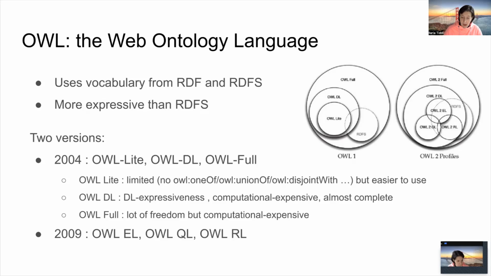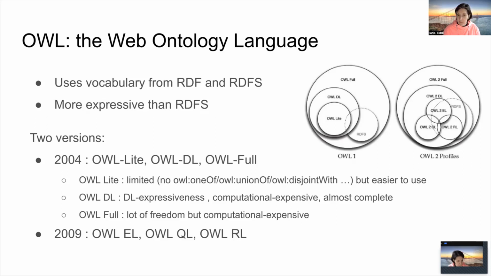OWL DL includes almost all the description logic expressiveness, but is computationally expensive. And similarly OWL Full, which is complete, so you get a lot of freedom to represent certain things, but it's very computationally expensive. Additionally, in 2009 with OWL 2, different profiles were created instead of OWL Lite to allow additional expressiveness.